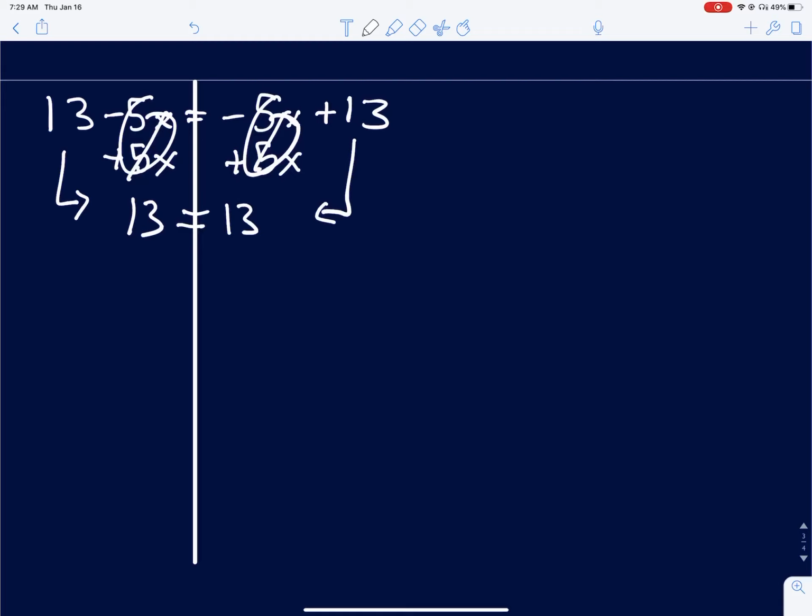Now, this is a true statement. 13 is the same as 13. If you said you have $13 and somebody else said they had $13, well, you guys have the same amount of money, right? If I said you have an equal amount of money, that would be a true statement. So when you're left with a true statement here, like 13 equals 13, or 4 equals 4, or 0 equals 0, you know that it's going to be infinitely many solutions.